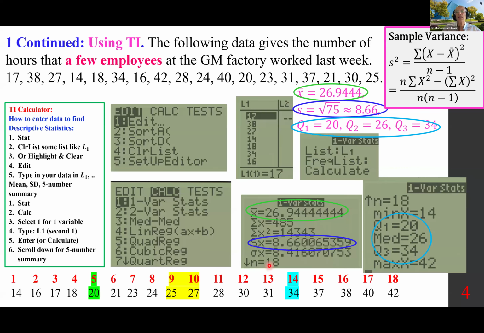And then take a look at what we have here. Q sub 1, Q sub 2 or the median, and Q sub 3. Also, you have the minimum, 14, and maximum, 42. So the fact that you have this information could help you find the range, for example. So it has done just about everything that you need to do.